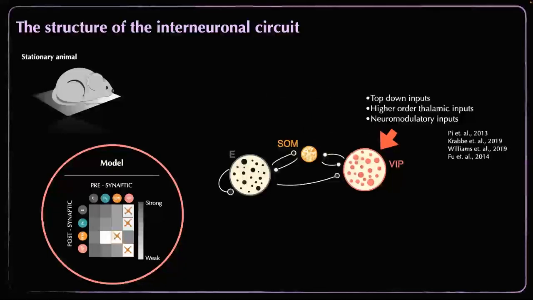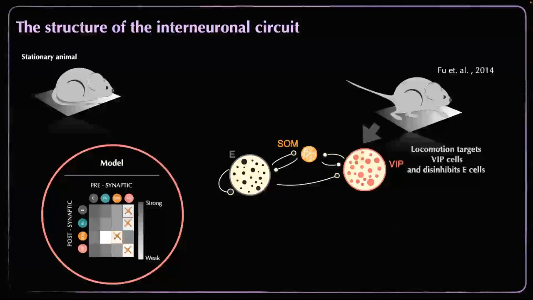But if you give inputs to the VIP interneurons, for example top-down inputs or neuromodulatory inputs, that would decrease the activity of the somatostatin cells, and the release of inhibition from somatostatin onto the excitatory cell would lead to what is called VIP-mediated disinhibition. This has been shown to exist all across cortex. People have proposed that this disinhibition gates learning. Let's just leave it at that. In particular, it was also proposed that locomotion enters the cell through neuromodulation of the VIP interneurons.